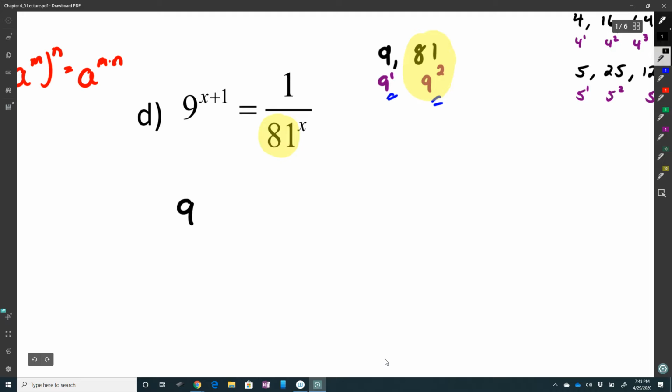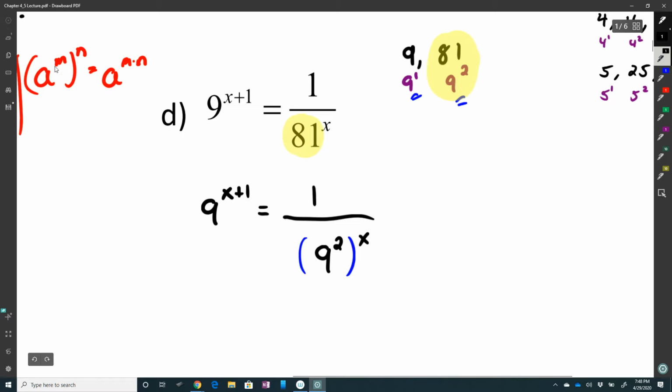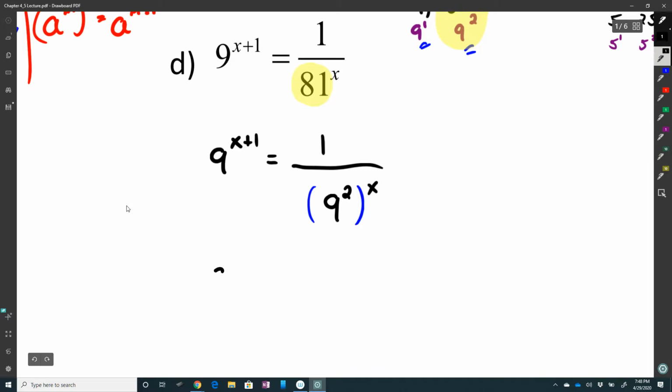Here we have 9 to the x plus 1 is equal to 1 over, and remember 81 we can write as 9 squared, but then it's raised to the x, so let me put parentheses. But the rule says that if you have a term with an exponent in it, and then that term is raised to an exponent, you multiply the exponents. So this is just 9 to the x plus 1 equals 1 over 9 to the 2x.